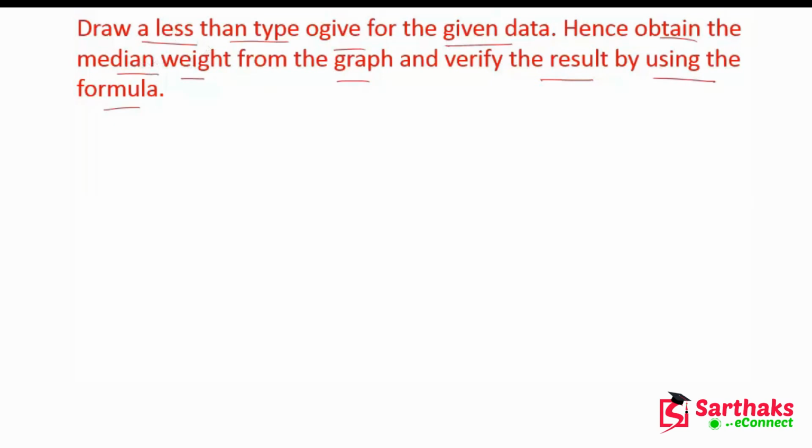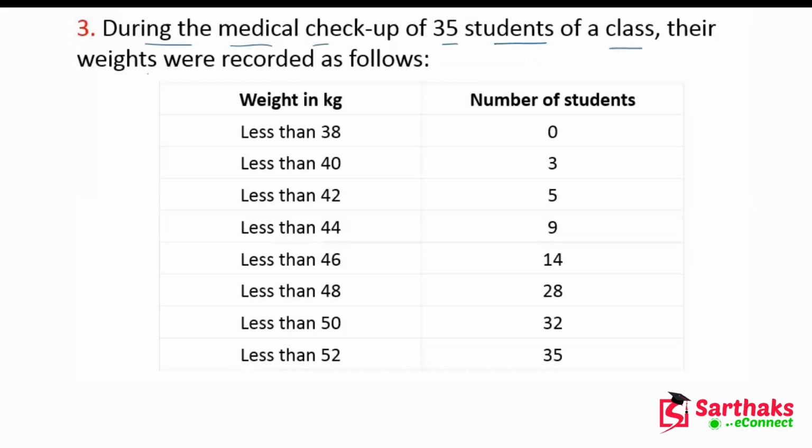So my dear friends, if we observe in this table, we already have the less than table. Okay, in this there is no interval. So it means this is our cumulative frequency. Okay, this is not a normal frequency. This is the cumulative frequency because we already have the less than table. So my dear friends, we have to draw the less than type curve using this table.